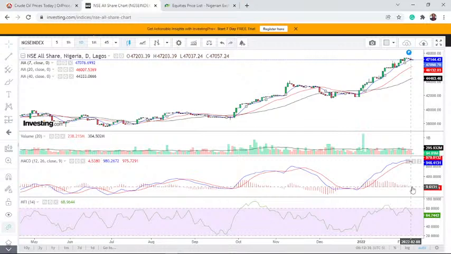But another thing is that if you look at the gainers for today, you see that the totals for today are even higher than what we saw yesterday at this hour.